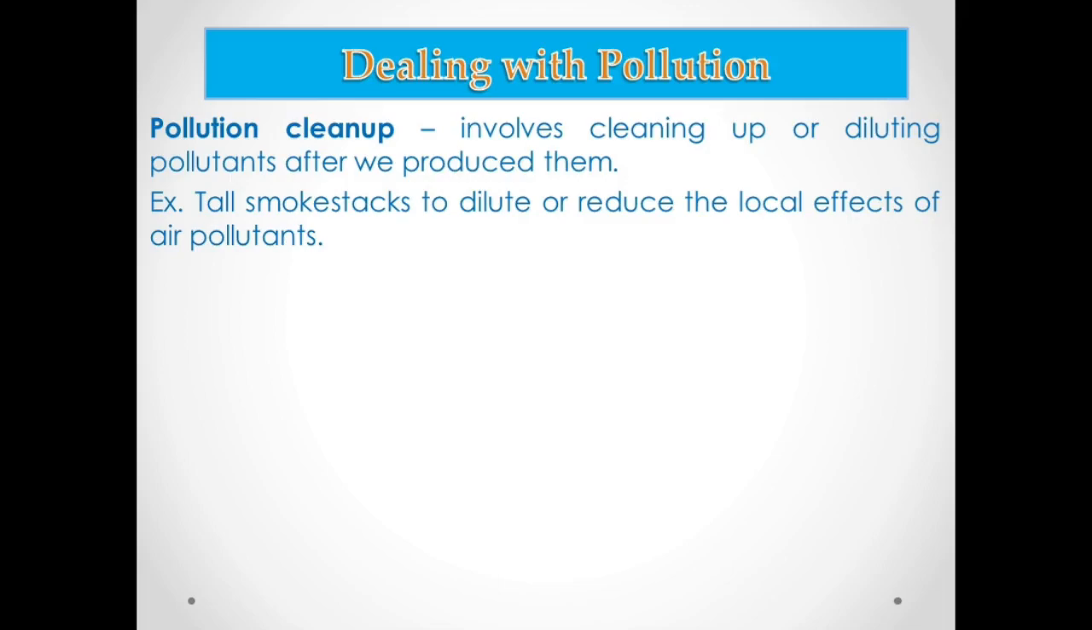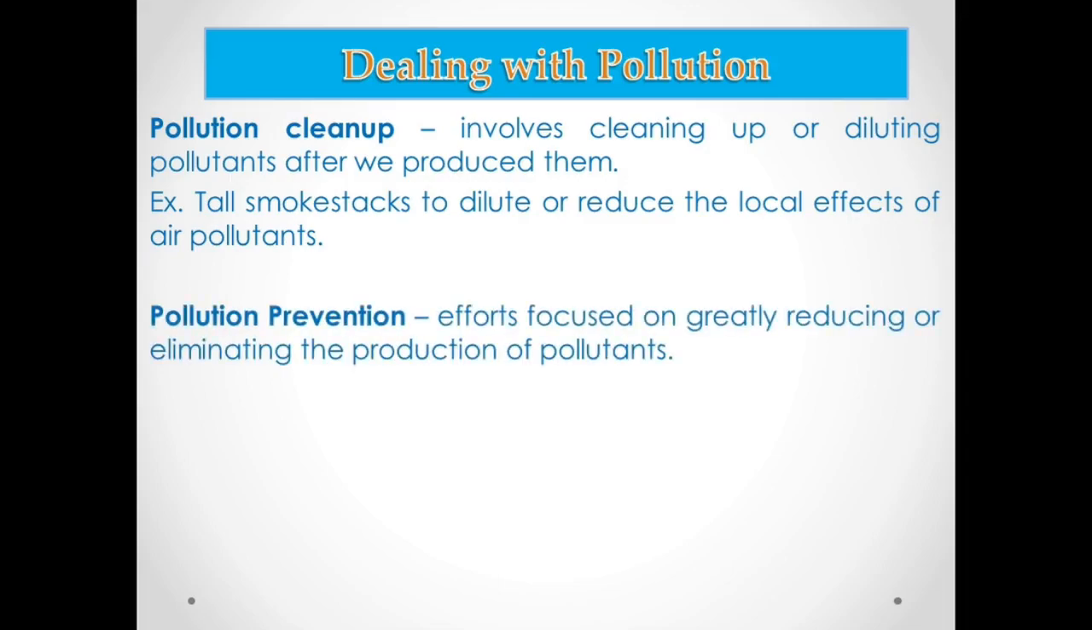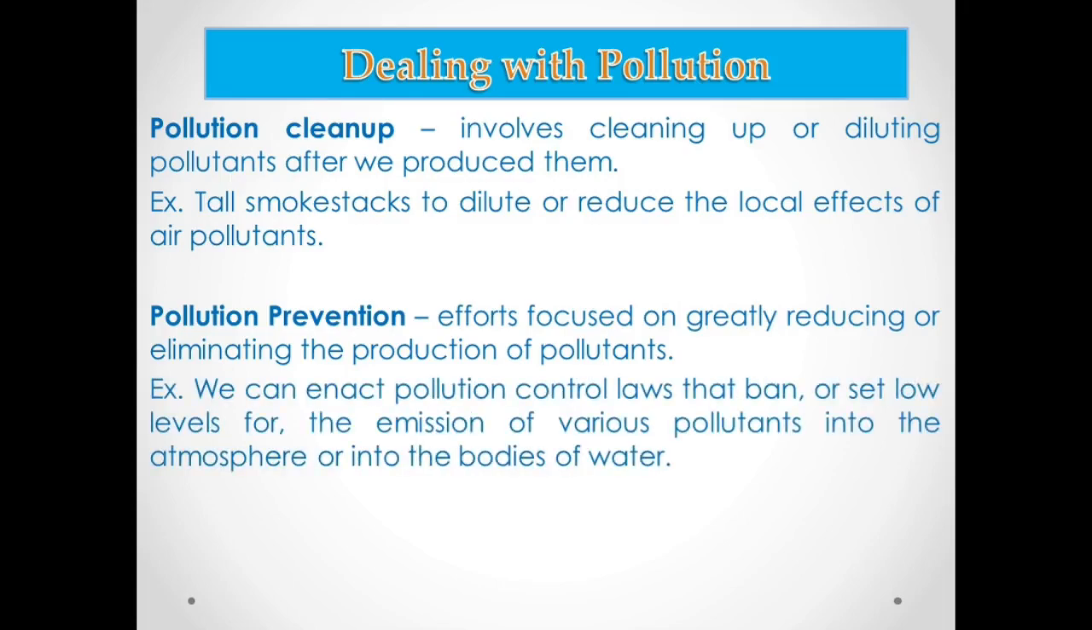Okay, the second approach is what we call pollution prevention. Pollution prevention means efforts focus on greatly reducing or eliminating the production of pollutants. So this is more on political solutions. For example, we can enact pollution control laws that ban or set low levels for the emission of various pollutants into the atmosphere or into bodies of water. Okay, so that is how we deal with pollution nowadays. We can have pollution cleanup or pollution prevention.